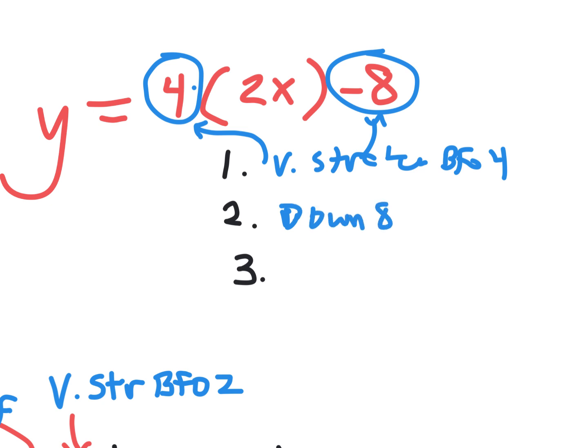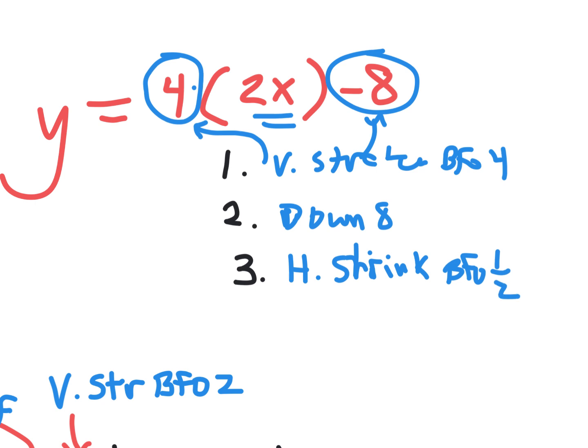Okay, then, after you've done the outside, well, I guess you need to do the inside. So since I started on the outside, I'm going to end on the inside. And that will be a horizontal, because it's on the inside. It seems like a stretch, so it's actually a shrink. BFO, careful, 1/2 is correct. And that's the order thing.